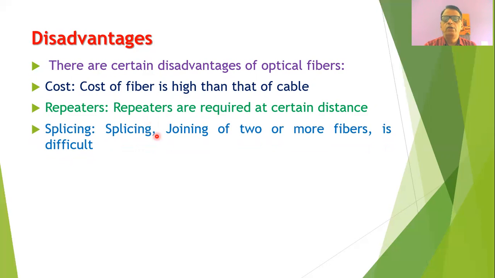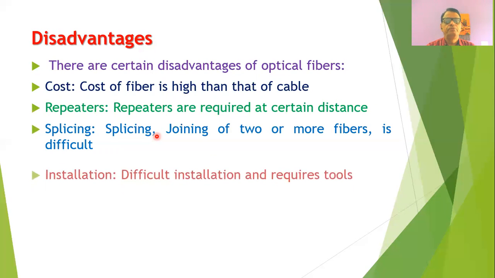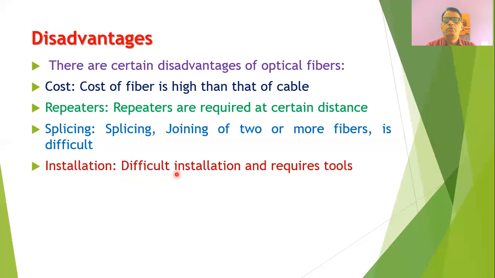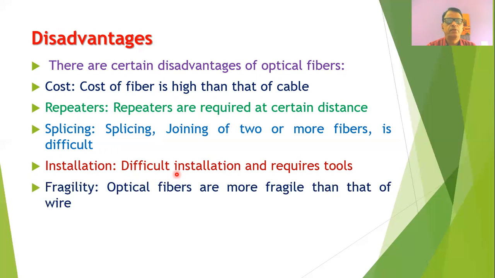Splicing, that is the joining of two or more fibers, is more difficult than that of the conventional cable. This requires specialized tools, and only specialized manpower can perform such a job. Installation of the optical fiber system is also difficult and it will require several installation tools.